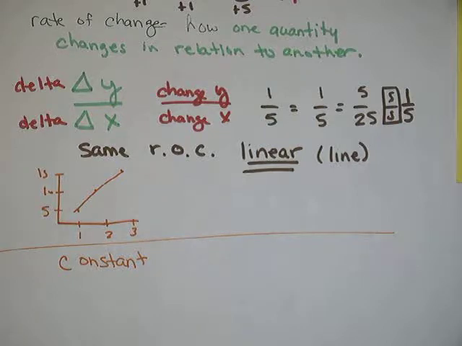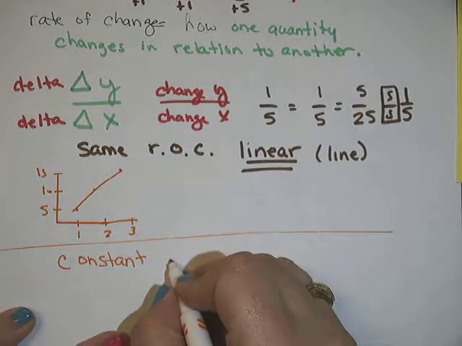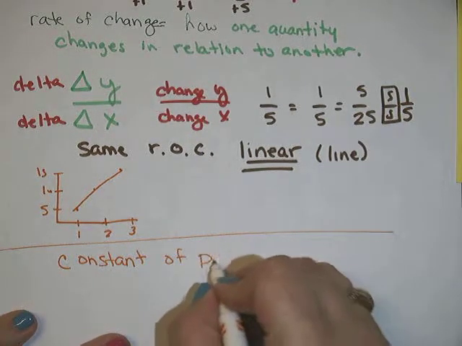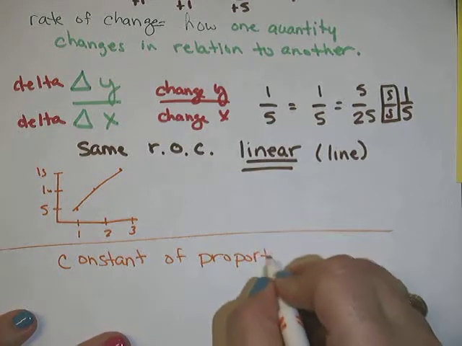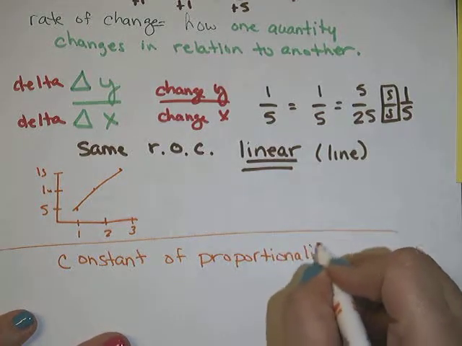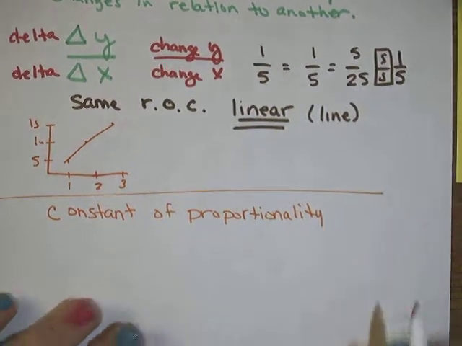Okay. So now the other word we need to talk about is constant. If something is constant, what does that mean? Constant means the same. So the same speed, the same number of days, the same number of problems. Constant. We're doing the same thing. So constant of proportionality.